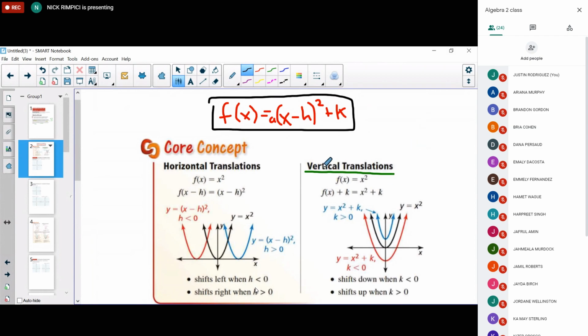So we're going to start with vertical translations, and it turns out vertical translations are determined by k, the value on the outside. So this value determines the vertical translations. I'm just going to say vertical change.